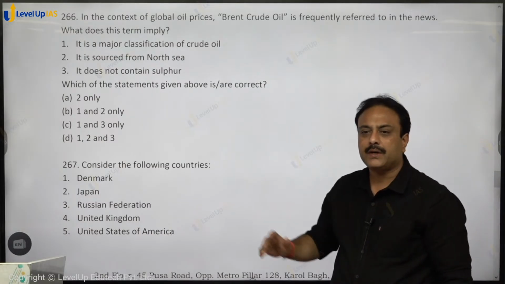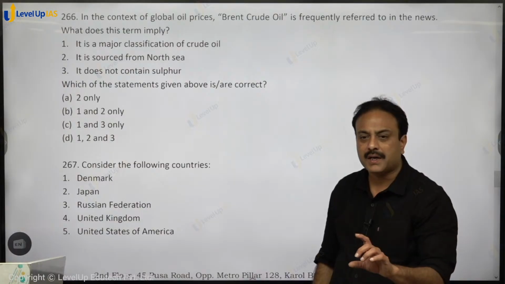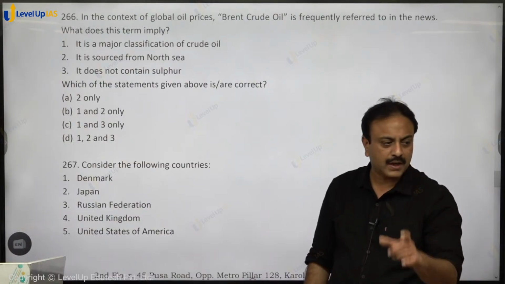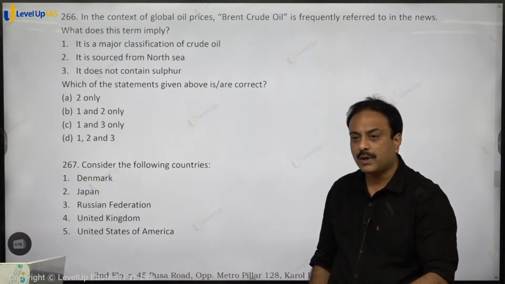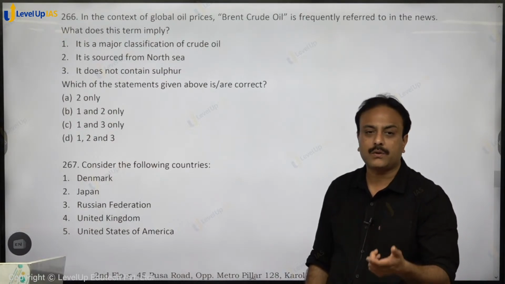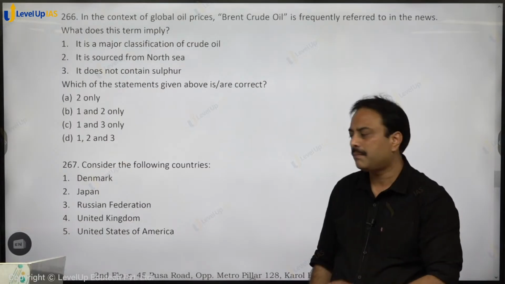You keep on hearing in the news that the price of oil in the international market is moving up, moving down. India is importing from Russia. India is getting cheap crude oil. So what is cheap? What is costly? Who decides that? OPEC decides as per Brent crude oil.